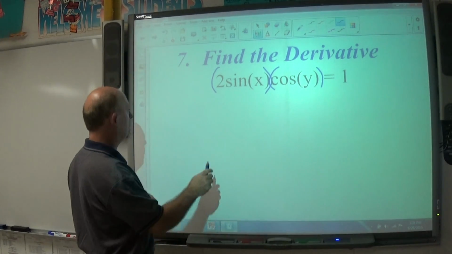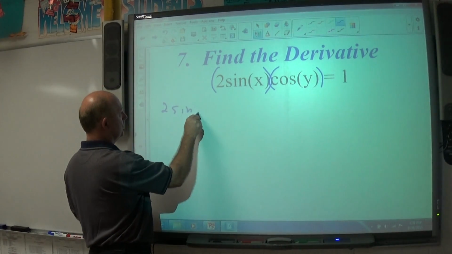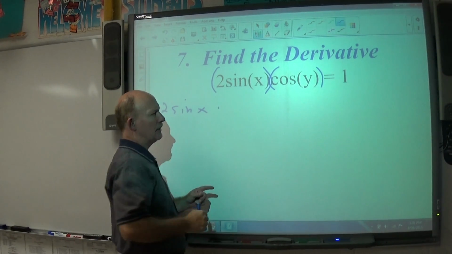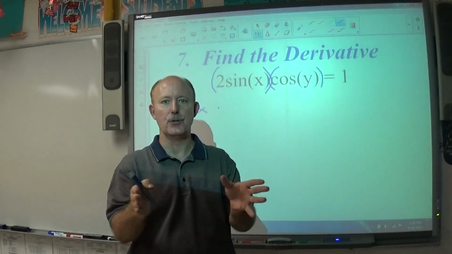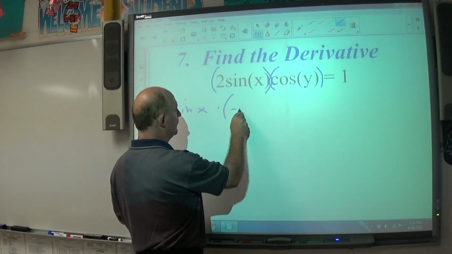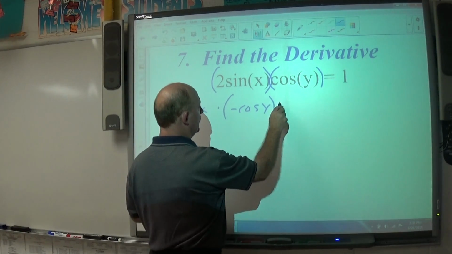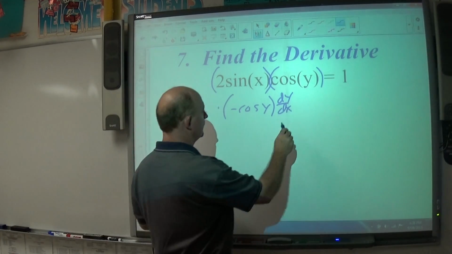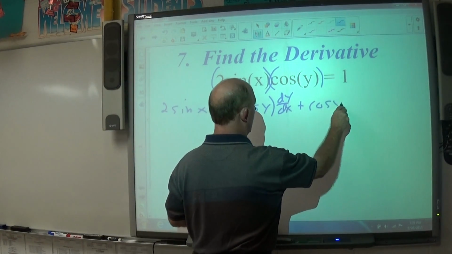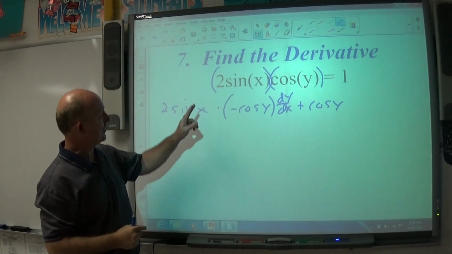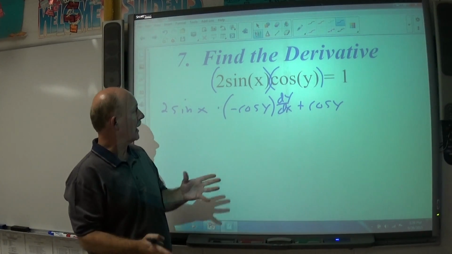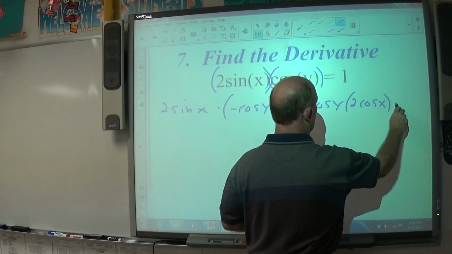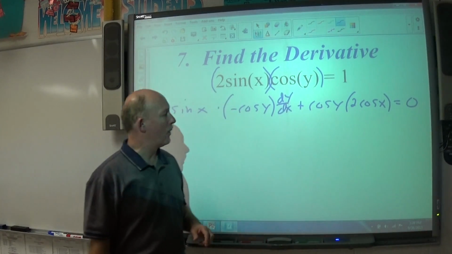So let's get our derivative now. Bring the 2 sine x down, so the first times the derivative of the second. Now the derivative of cosine y would be negative sine y times dy over dx. So the first times the derivative of the second plus the second, which is cosine y, times the derivative of the first. Now the derivative of sine x is cosine x, so the derivative of 2 sine x would be 2 cosine x. And that'll be equal to the derivative of 1, which is 0.